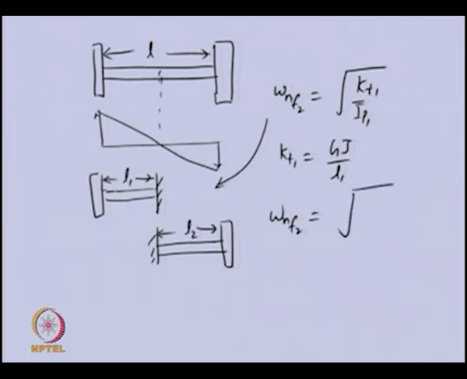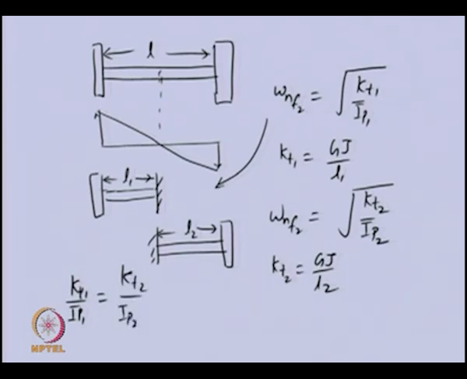the same natural frequency because it cannot be different, and they are corresponding to the second shaft. KT2 will be GJ by L2. So, now you can see that because these 2 natural frequencies are same, we can equate them. So, if we equate them, we will get KT1 by IP1 is equal to KT2 by IP2.